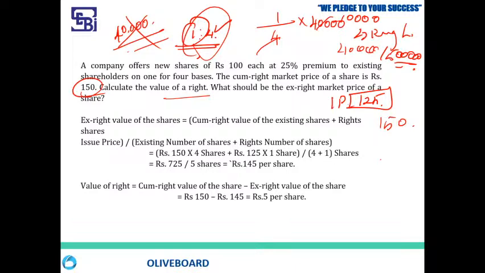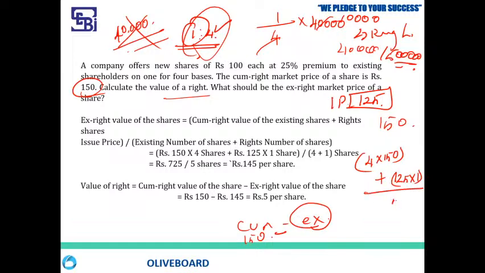Now value of right is nothing but cum minus x. Cum I know, 150. Correct? So I need to find out x-right. How do you find out x-right? There is a formula. What is that formula? The cum-right value of existing shares plus right shares. So existing is 4 multiplied by 150, plus right share is 125 rupees into 1 share, the whole divided by total number of shares, 5. If I do that, I will get 145 rupees per share. So now x-right is 145. Now value of right is 5 rupees per share.